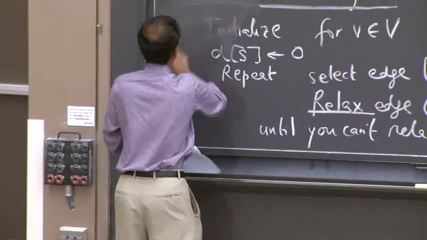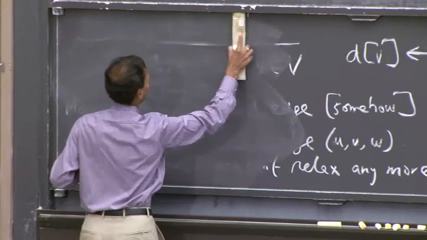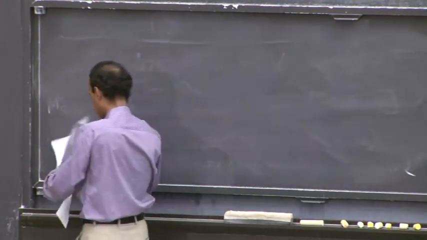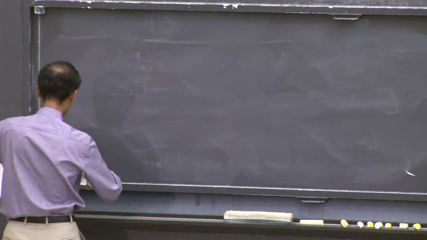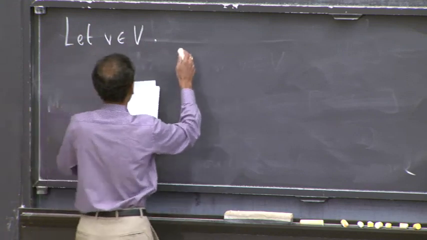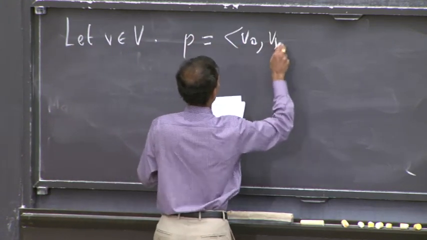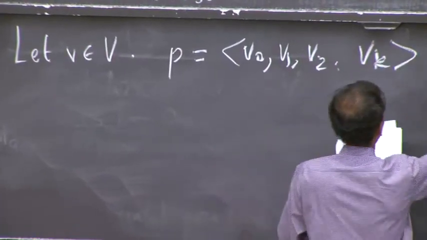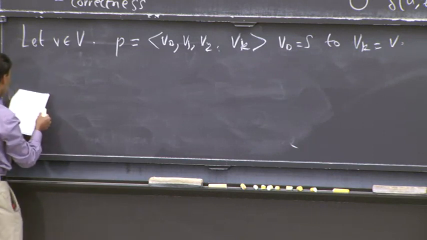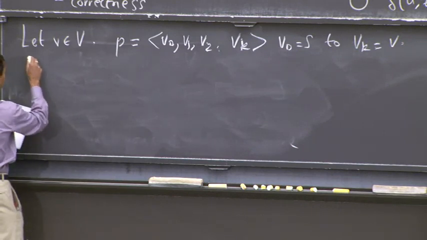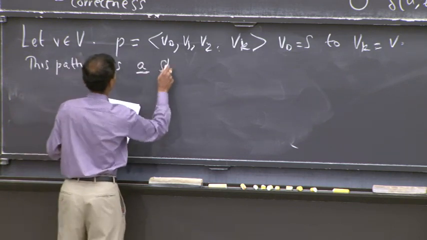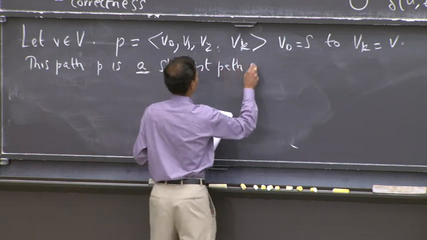And we can prove it using induction. So let V be any vertex, and let's say that we're looking at a path V0, V1, V2 to Vk, like I said, from V0 equals S to Vk equals V. And in particular, I'm now going to say that this path P is a shortest path with the minimum number of edges.